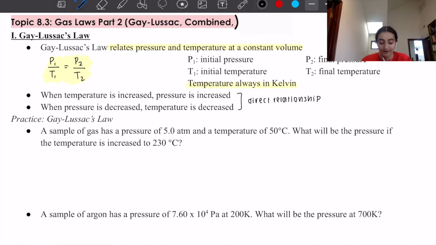So a sample of gas has a pressure of 5 atmospheres and a temperature of 50 degrees Celsius. What will be the pressure if the temperature is increased to 230 degrees Celsius? So if temperature is increased and volume is kept constant, we know we are also going to have an increase in pressure. So let's label the variables that we have. We have our initial pressure and we have our initial temperature. We need to convert it. We're looking for our final pressure and we have our final temperature.